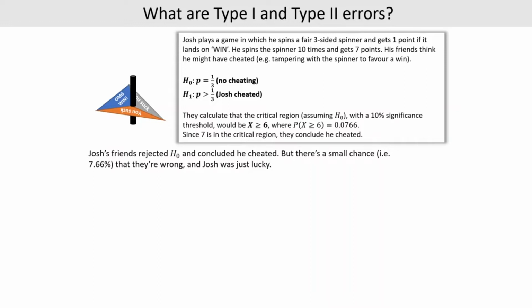Although this is the conclusion to our hypothesis test, there's a chance, and there's always a chance, that we're actually wrong. And Josh just got lucky, and he got 7 wins out of the 10 attempts. There's a probability that that happens. There's a small probability, but it's there nonetheless. In reality, there's an actual probability that he gets 10 wins in a row. Very small probability, but it exists.